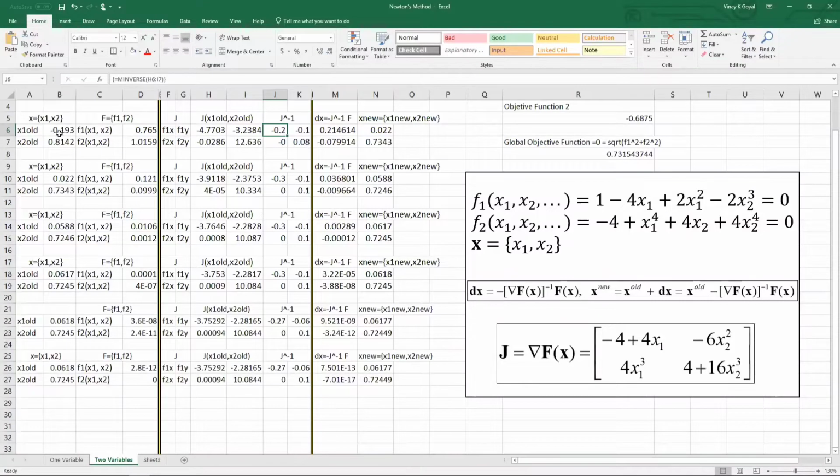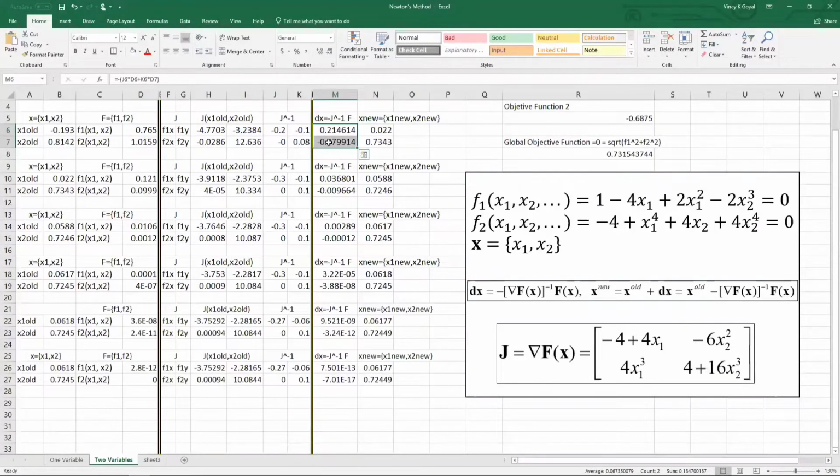Notice that it requires the values of the guesses to be able to calculate the Jacobian numerically, then invert that using MINVERSE, then perform this multiplication right here, the J inverse times this vector F, which is the error. When we do that, we get these two values for the correction dx. That's this correction here, dx.